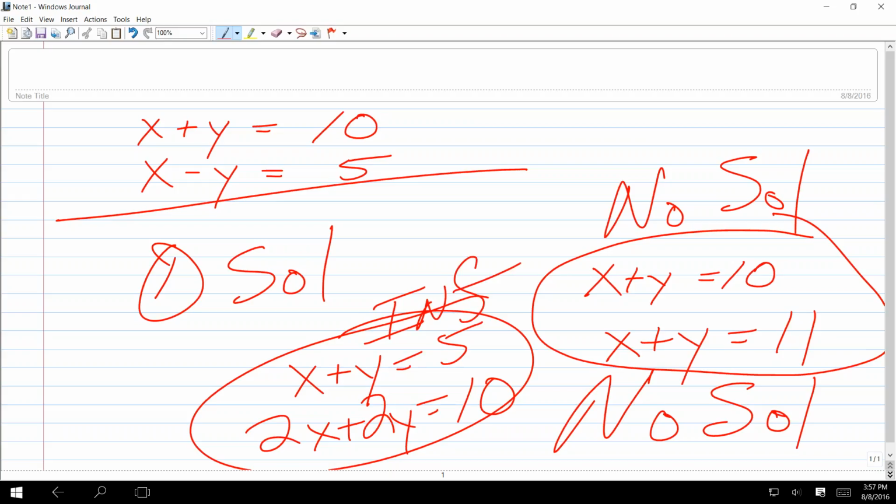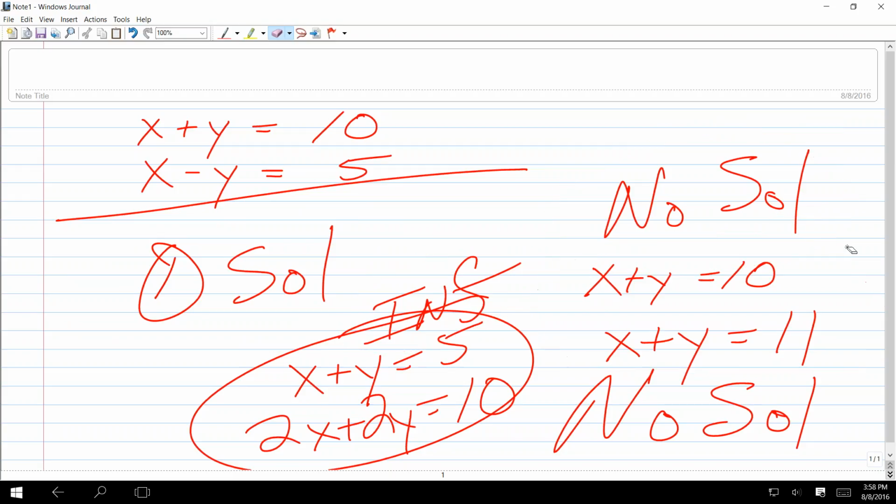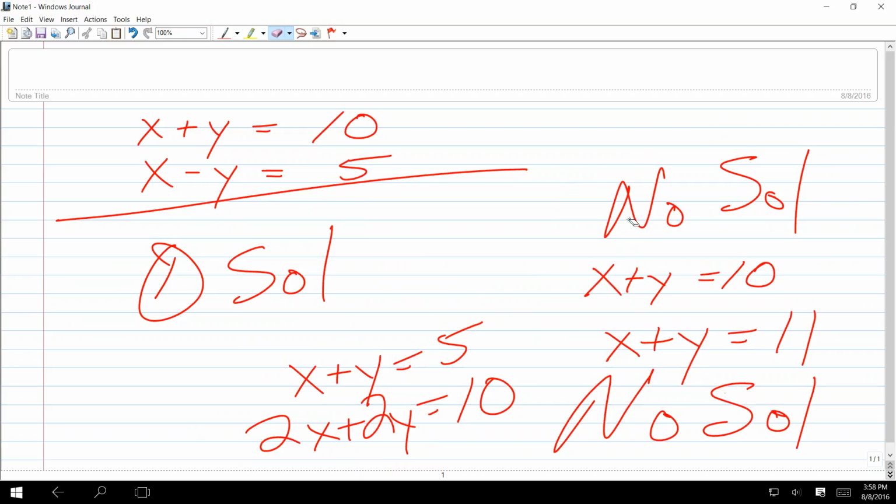So those are your 3 possibilities. You either have 1 solution, you have no solution, or you have an infinite number of solutions. And try to think of systems of equations in that way. Okay, you're either going to have 1 solution, no solutions, or an infinite number. So the best thing to do really is, what I usually do when I'm looking at problems, because you never know when they're going to slip one in, is I always check for no solution and infinite number first.